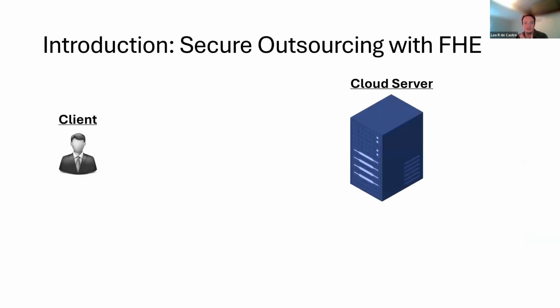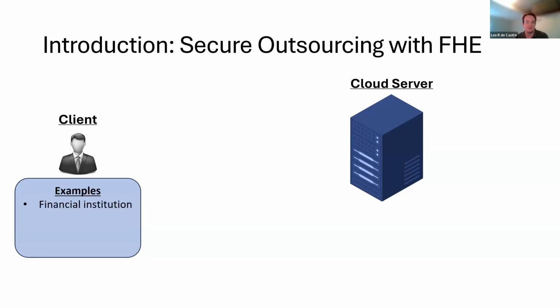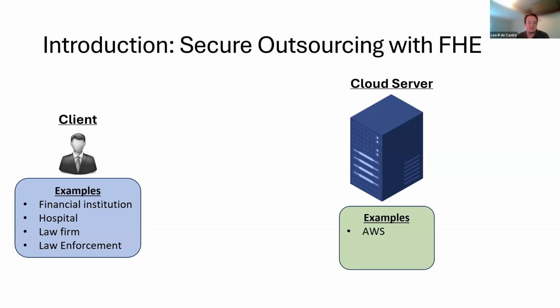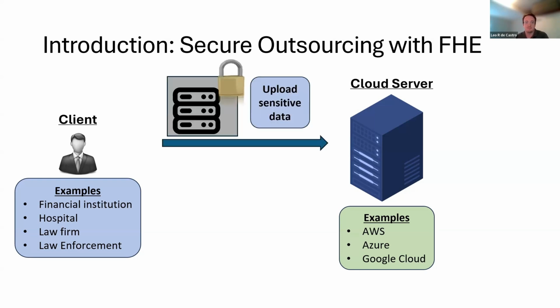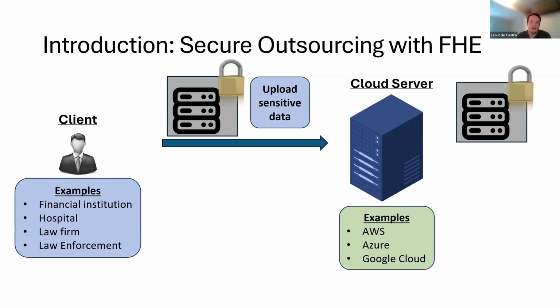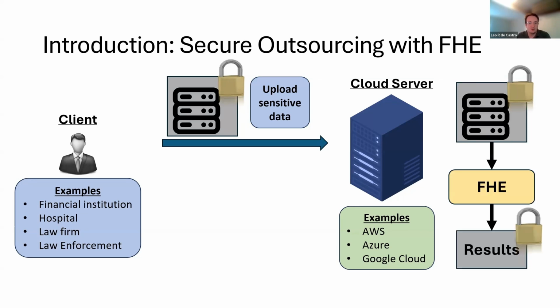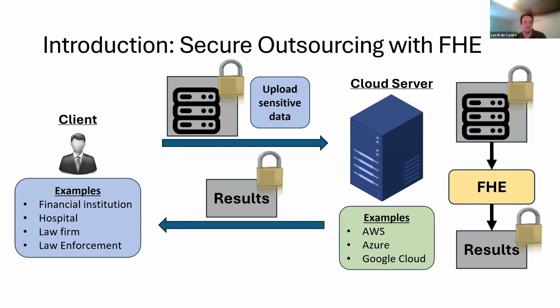Okay, so let's just go over the high level setting. We're in a secure outsourcing setting, the classic FHE application where we have some client that has some valuable data, but maybe not a lot of local compute. So like a financial institution or a hospital or a law firm or a law enforcement agency. And this cloud server we're thinking of as just some public cloud like AWS or Azure or Google. And the client is going to upload its sensitive data in encrypted form. The cloud server can then perform some useful work over this data using FHE and then output the encryption of the results of this computation.